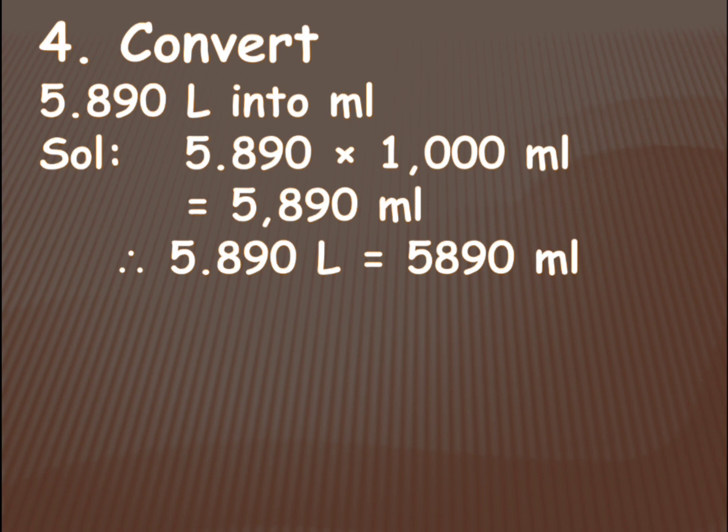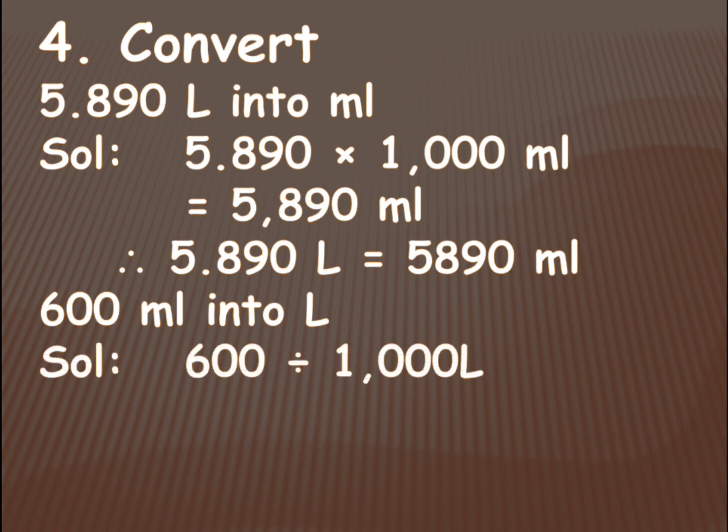Now let's see how we convert from milliliters to liters. 600 ml into liters. We have to convert the 600 ml into liters. How? By dividing with 1000. When we are converting liters to milliliters, we need to multiply. When we are converting milliliters into liters, smaller to bigger, then you need to divide by the same 1000. There is a zero in the ones place in both the dividend and divisor, so you can directly cancel like this.